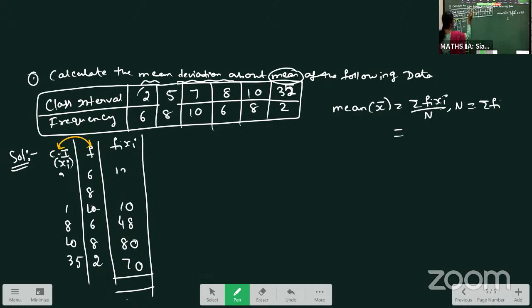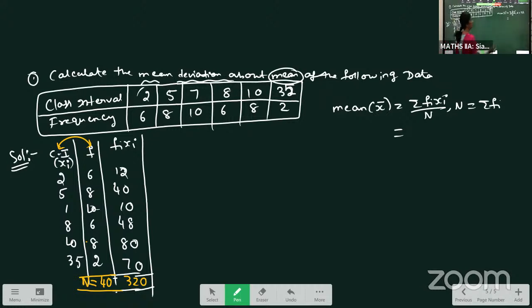So the total is 320. Now immediately add the frequencies. The total frequency is denoted by capital N. Add this column: 6 plus 8 is 14, 14 plus 10 is 24, 24 plus 6 is 30, 30 plus 8 is 38, 38 plus 2 is 40. So the N value we are getting is 40.